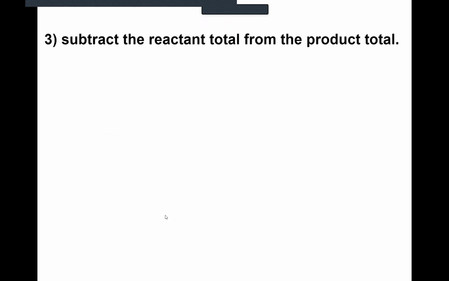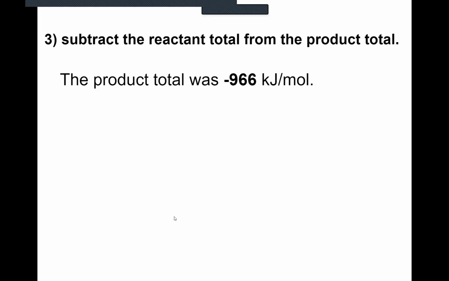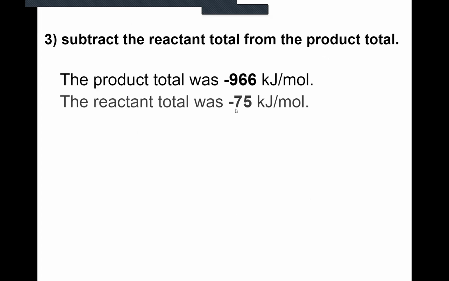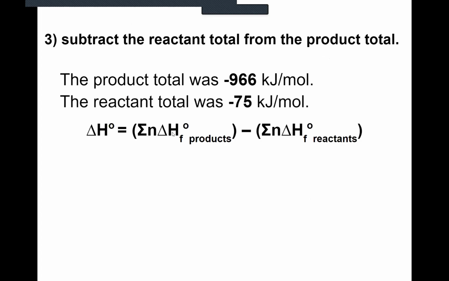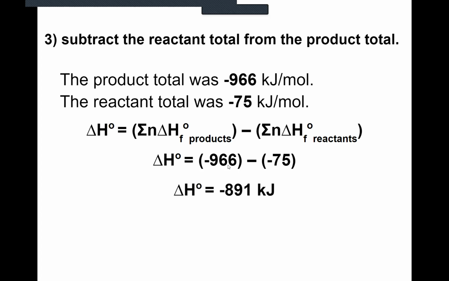The third step, subtract the reactant total from the product total. Our product total was negative 966. Our reactant total was negative 75. Here's that scary looking formula again. So we're going to take negative 966 minus a negative 75. From math class, you might remember when you subtract a negative, you're adding. So negative 966 plus 75 gives us a final answer of negative 891 kilojoules.